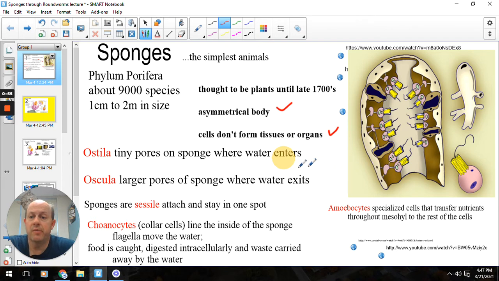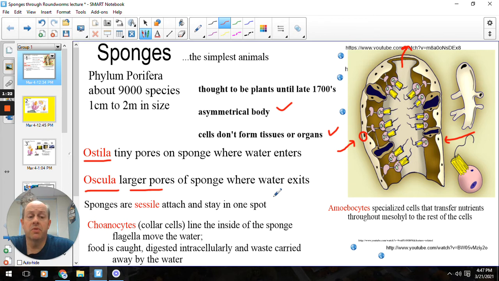Some other things on sponges is they have these things called ostia and oscula. So the ostia are these tiny pores on the outside of the sponge, and that's where water is going to go in to the sponge. And then the osculum is going to be this larger pore or hole, and that's usually in the center of the sponge, and water will then leave the sponge.